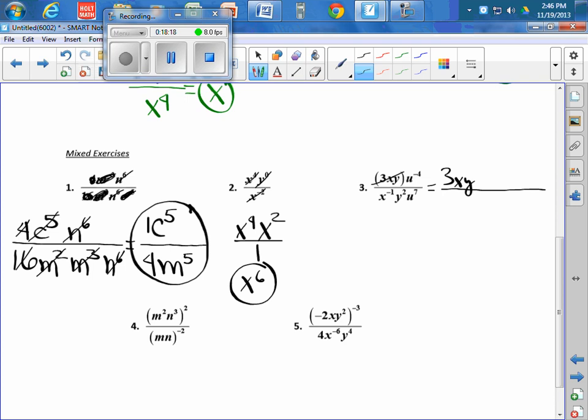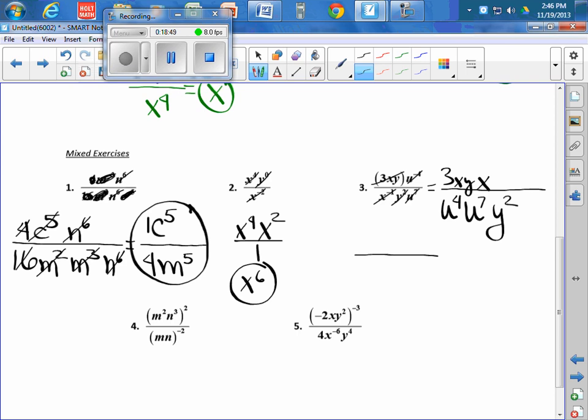Let's see now. The u to the negative 4 becomes u to the positive 4 in the denominator. And this u to the 7th stays u to the 7th in the denominator. X to the negative 1 becomes x to the positive 1 in the numerator. And this y squared stays there. I've only rewritten it so that my exponents are now positive.